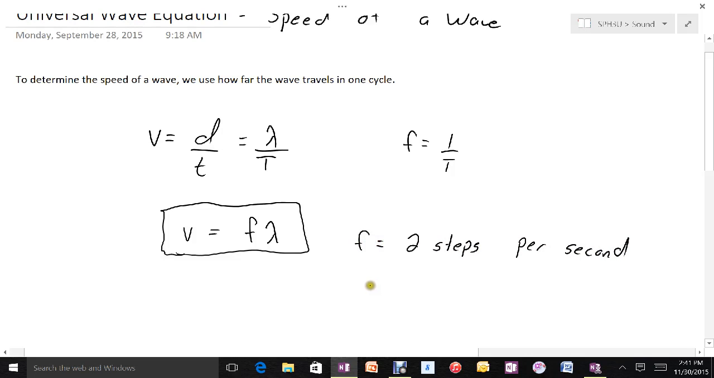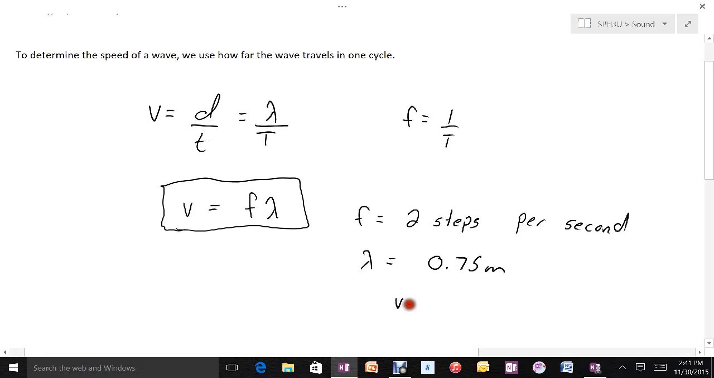And if I told you that in each one of their steps, they stepped 0.75 meters, then if I told you they're taking 2 steps per second and they're stepping 0.75 meters, then what you would be able to come up with is that their velocity is equal to 2 times 0.75, or 1.5 meters per second.